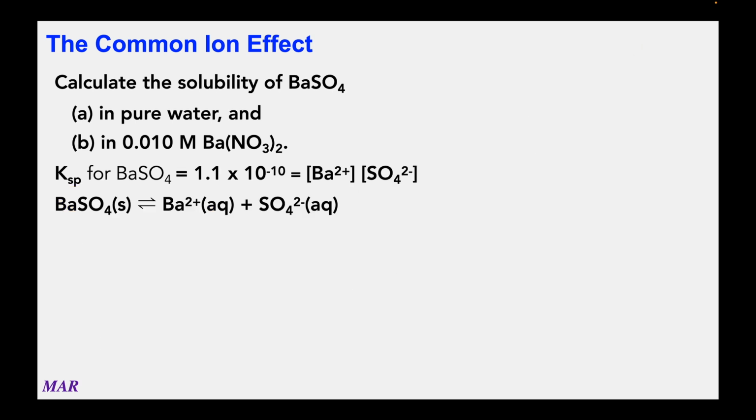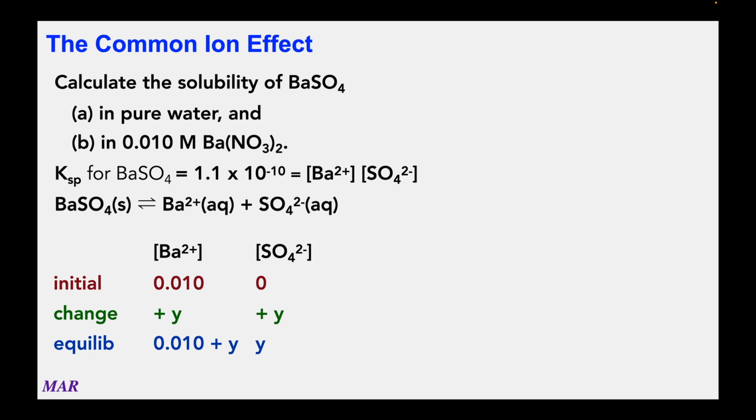Same KSP equals barium times sulfate, etc. But the difference now, if you want to set up a full ICE table, is that we have some barium already present, 0.010. Now, solubility has to be a positive number, and solubility will be the same as the sulfate. So I used a Y here instead of an X, but you could use X if you want to. So notice that at equilibrium, you'll have the barium plus some amount Y, and sulfate will be just Y. So if you use those equilibrium values and you set it equal to the KSP, which is 1.1 times 10 to the minus 10, you can solve for the solubility Y.